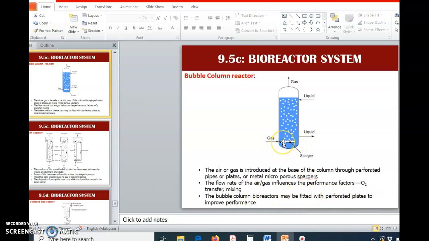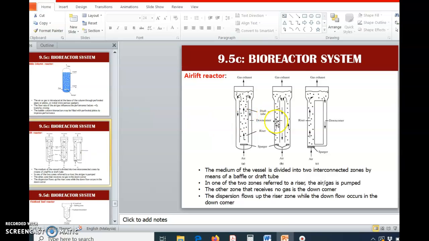Perforated plates means that the plates have holes that will produce more bubbles, to improve the performance of the bioreactor. Okay, the next one is the airlift reactor. These are examples of the airlift reactor.